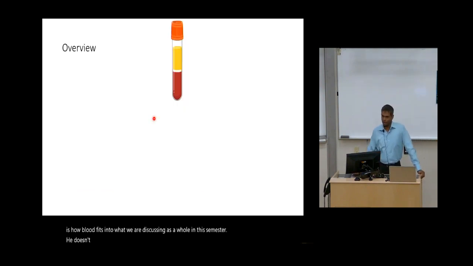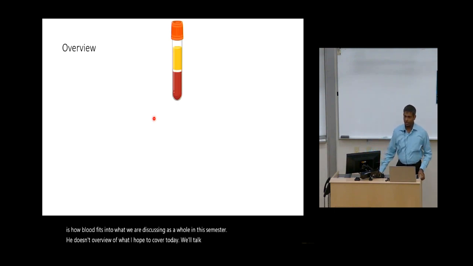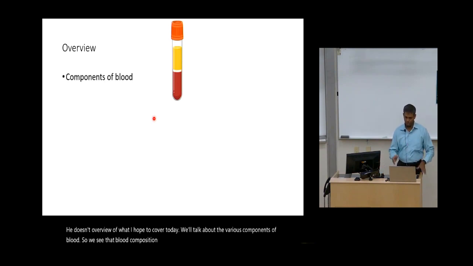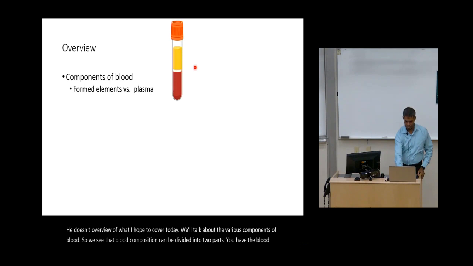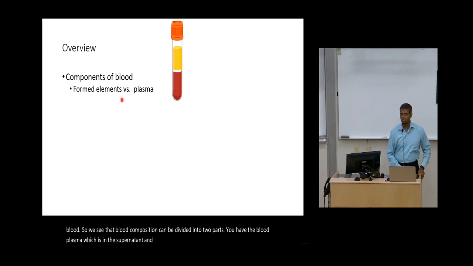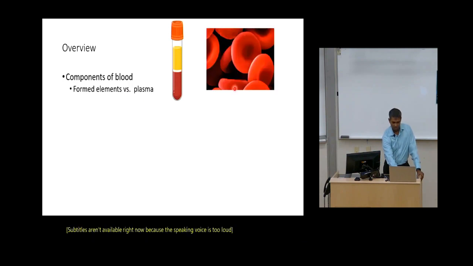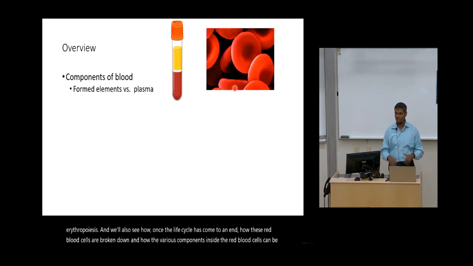So here's an overview of what I hope to cover today, right? We'll talk about the various components of blood. So we see that blood composition can be divided into two parts. You have the blood plasma, which is in this supernatant, and formed elements, which is mainly made up of the red blood cells or erythrocytes. And we will be talking about how these red blood cells are made in a process known as erythropoiesis, and we'll also see how once the life cycle has come to an end, how these red blood cells are broken down, and how the various components inside the red blood cells can be recycled for making more red blood cells.